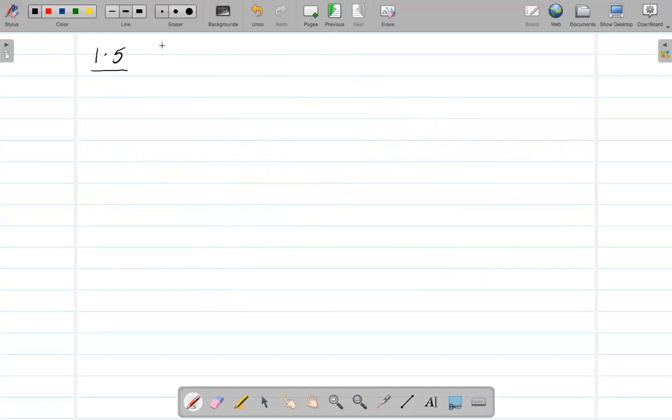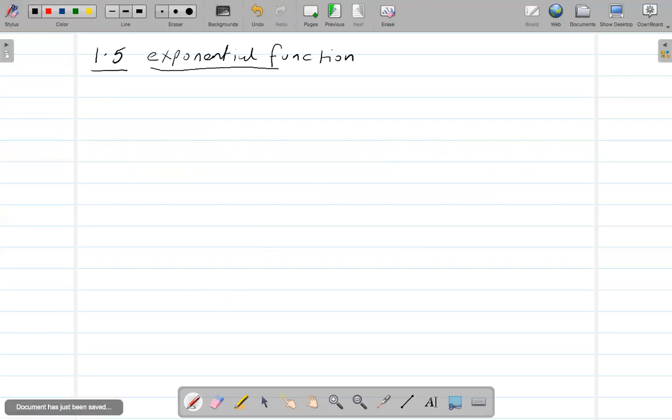Now, section 1.5. I think I'll finish it in this section. I don't think I will take too long. Exponential function. We say an exponential function is something like this: y equals a number on the base b to the power x. All right, so there are some conditions on this base.